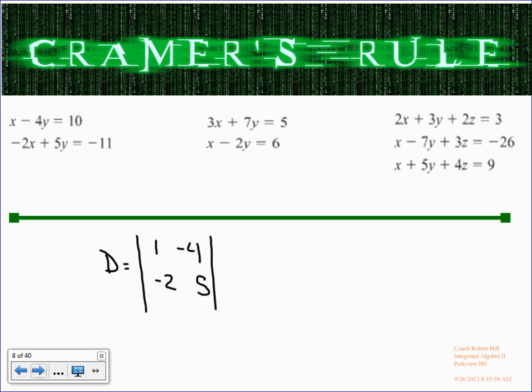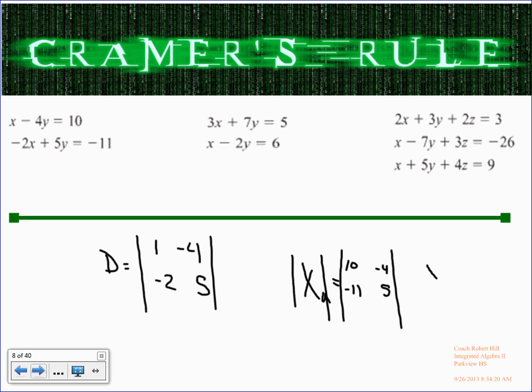Then I've got x sub n. I'm going to put x sub n. I started doing that yesterday just because it's the x numerator. So x sub n is the x numerator. So I take 10 and -11. I put it in the x column, and what goes in the y column? Yeah, -4 and 5.